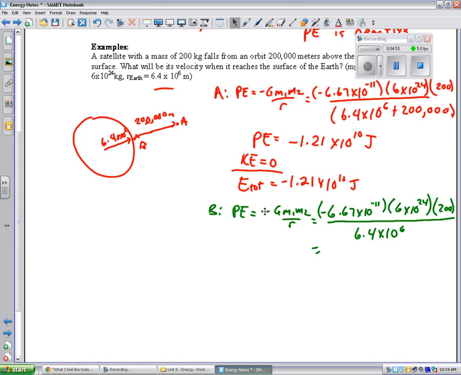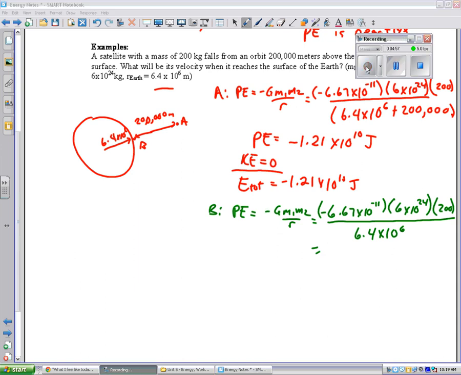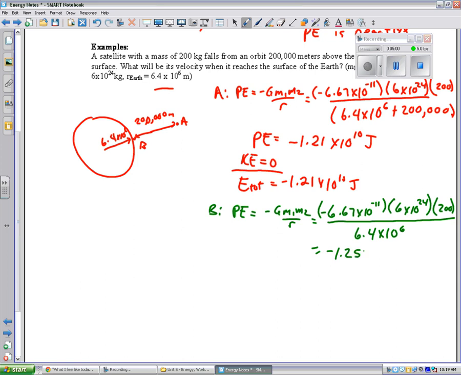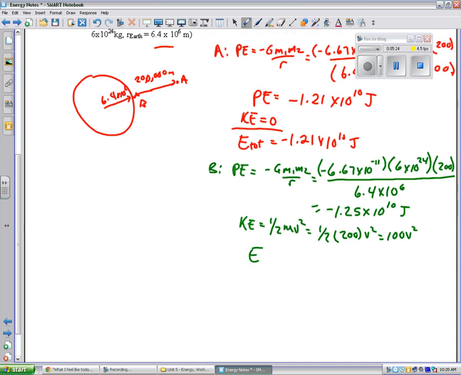And that's going to give you a value of negative 1.25 times 10 to the 10th joules. KE is going to be 1/2 mv squared. I'm going to use the mass of the satellite because that's the thing that's moving. So 1/2 times 200 times v squared, or 100 v squared. And that gives me an E total of 100 v squared plus negative 1.25 times 10 to the 10th joules.